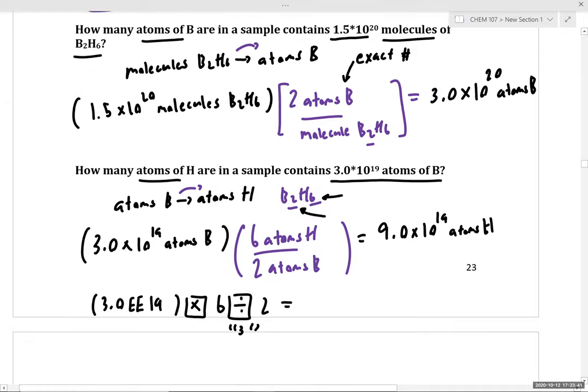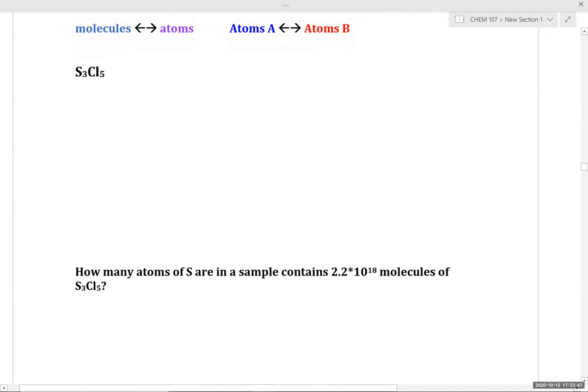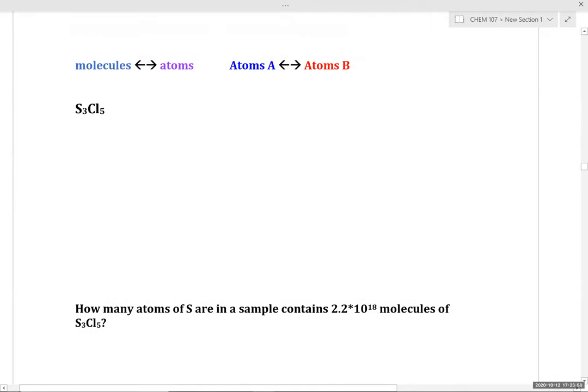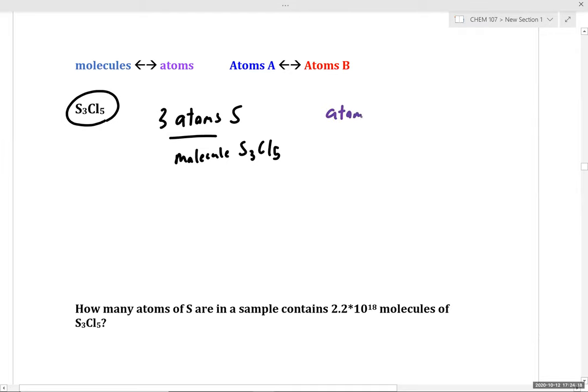So let's now try to apply what we've learned to the following example. Before we let you loose to work on some problems, let's establish some atom-to-atom and atom-to-molecule ratios. So in S3Cl5, trisulfur pentachloride, how many atoms of sulfur do we have per molecule of S3Cl5? Three. Yep, exactly right. Now let's look at our other element in this compound and how many atoms of chlorine do we have per molecule of S3Cl5?